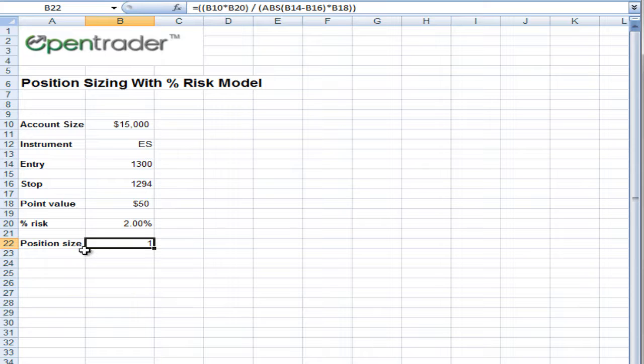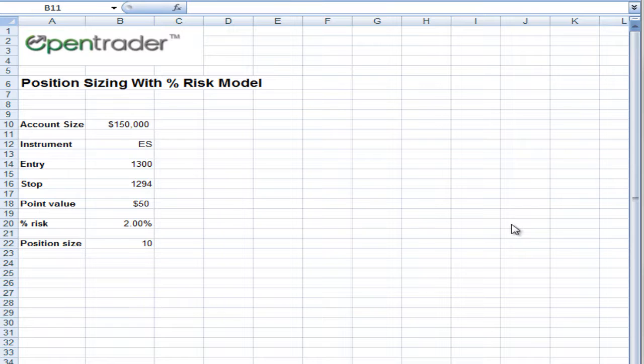Well, now assume we want to use a 2% risk, but we have a much larger account size. Let's say we have a $150,000 account instead of $15,000. Well, what happens? The position size becomes 10 instead of 1. Because now 2% risk is $3,000, right? And at a $300 per contract stop loss, you'd need 10 contracts to get that risk. So it's very simple math, and this is how position sizing with the percent risk model works.